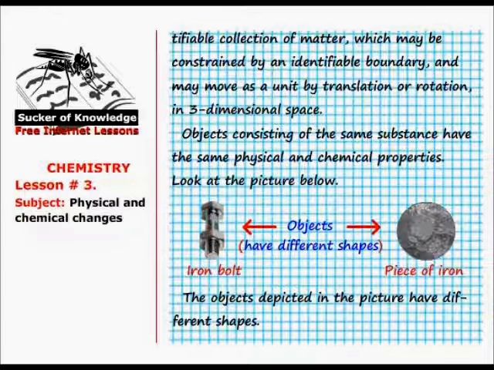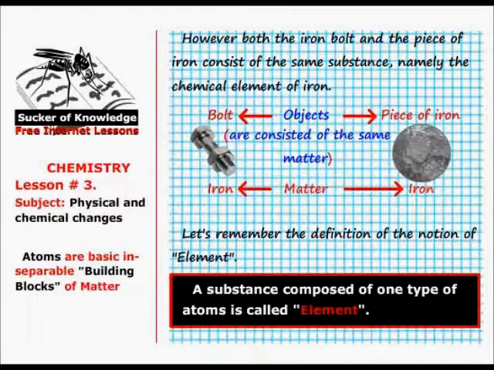Look at the picture below. The objects depicted in the picture have different shapes. However, both the iron bolt and the piece of iron consist of the same substance, namely the chemical element iron. Let's remember the definition of the notion of element. The substance composed of one type of atoms is called an element.